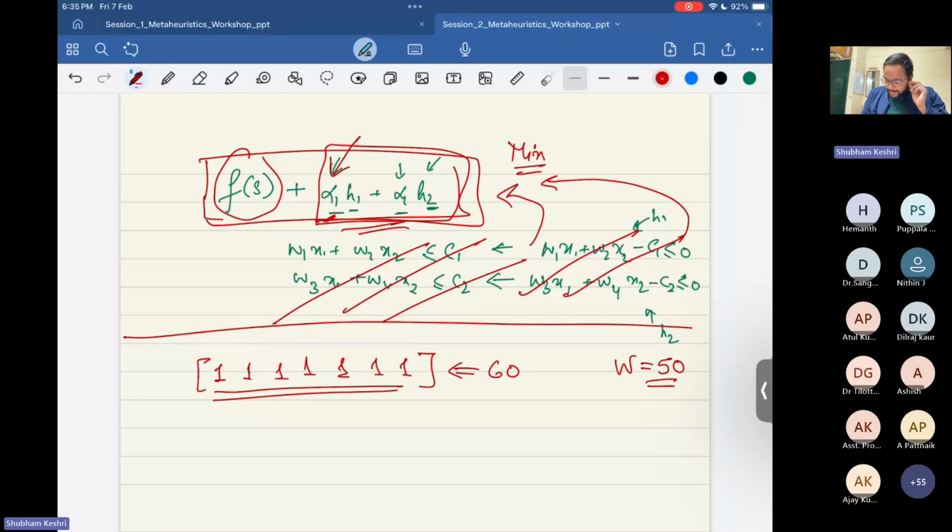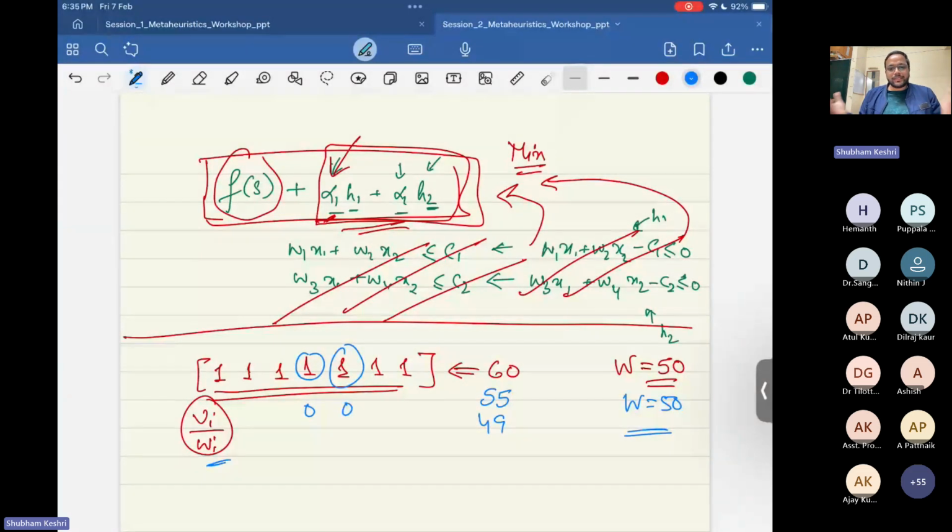What we will do here is, we will again obtain the utility per unit weight, and we will remove the object which has the least utility per unit weight. Suppose this object has the least; make it 0. Now check again what the total weight is. Suppose the total weight becomes 55 and you have a capacity of 50, so you have to remove more. Again, out of the ones which are there, remove the one which has the least ratio. Suppose this is the one, you make it 0, and now the weight comes out to be 49 and it is under 50, so your solution has been repaired. So this is a repair strategy.